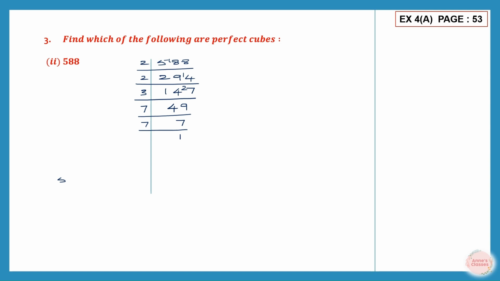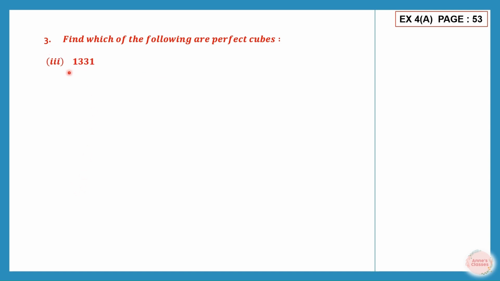Now let's write down all the prime factors of 588. We have 2 twos, we have a 3, and we have 2 sevens. As you can see, children, we are not able to form triplets with any number. We can't form with 2 because there are only 2 twos. We cannot form with 3 because there's only 1 3. We cannot form a triplet with 7 because there are only 2 sevens. So we need, remember, triplets. We need groups of 3: 3 twos, 3 threes and 3 sevens. Now since we don't have any triplet here, 588 is also not a perfect cube.